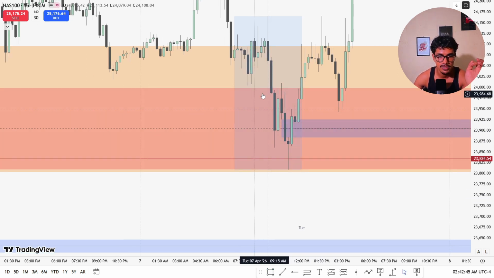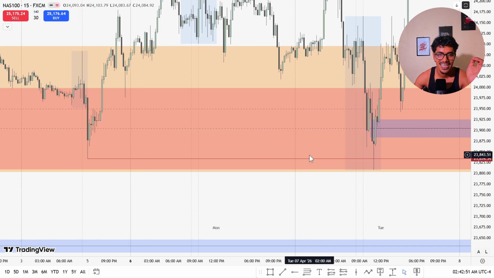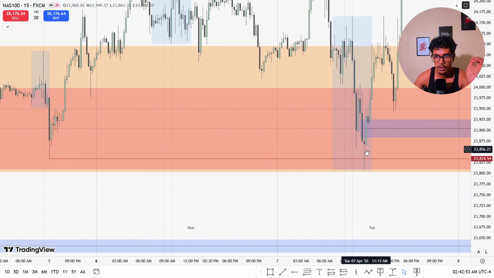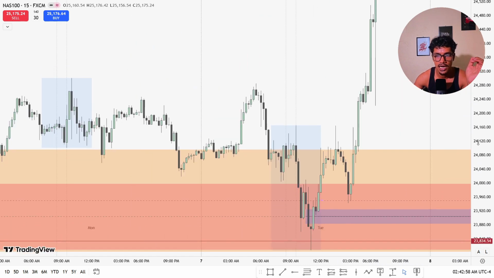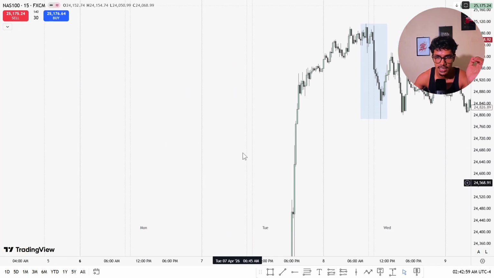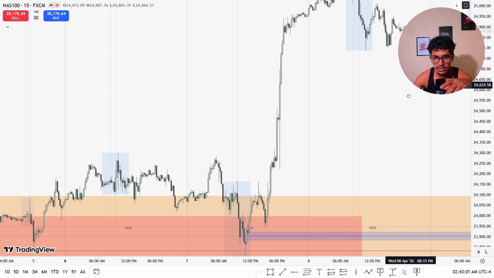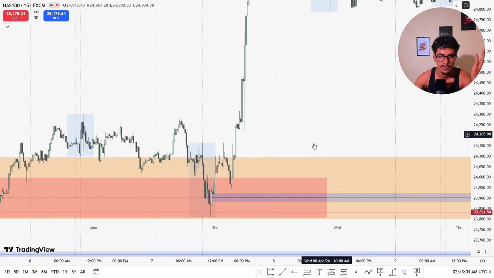We have this CB right here, which got inverted because that was intact before we took out that low. And price inverts that and pushes higher for this buy side liquidity, and oh my god, man, it even moved, I don't know, 1,000 points from there.